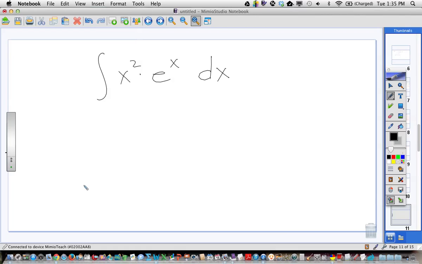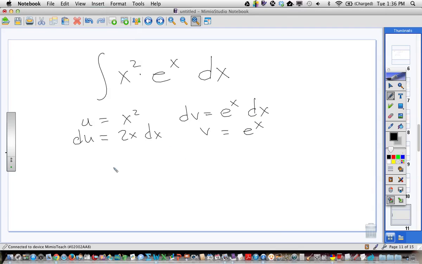Okay? X squared e to the x. So let's just walk through the beginning of this. We let u be what? X squared. Not because it comes first, but because it's the algebra. We got algebra and an exponential. According to LIATE, algebra would come first. So the dv would be e to the x dx. Now the du would be 2x dx, and the v would be e to the x.